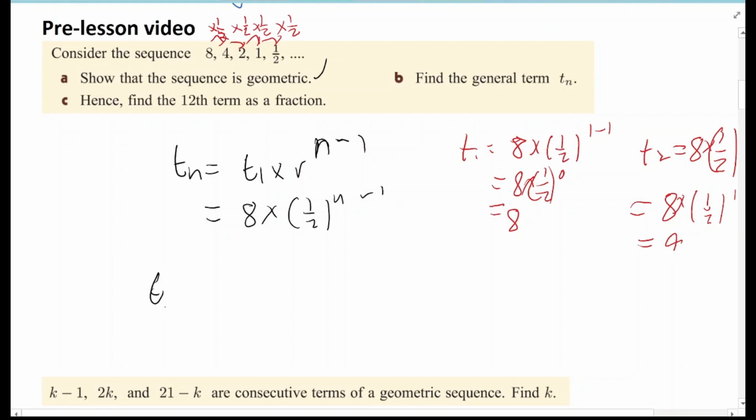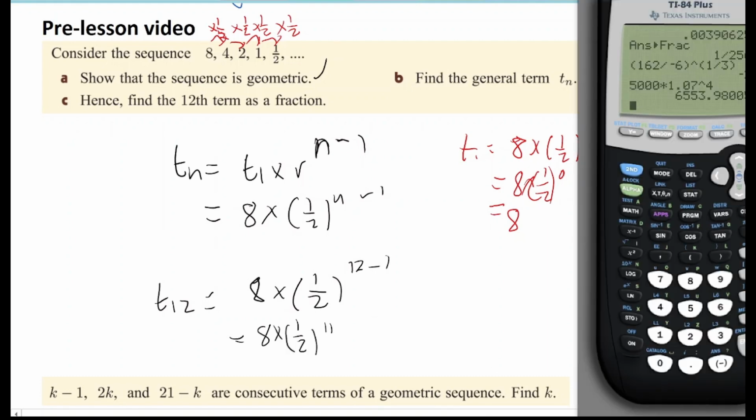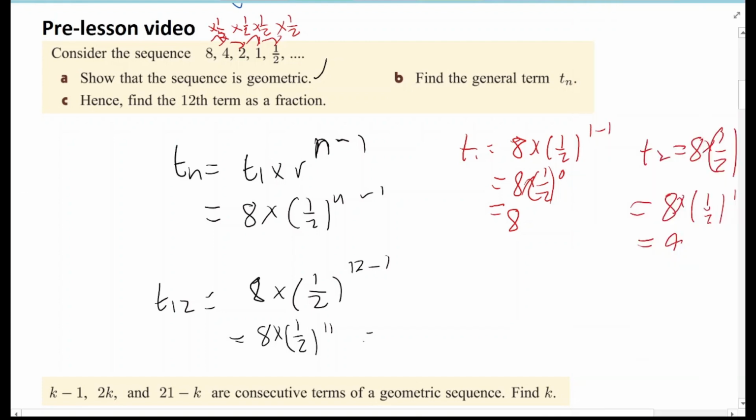So hence we can find something like T12 pretty easily. That's going to be 8 times a half to the power of 12 take 1, which is 8 times a half to the power of 11. And if you want to do that on a calculator, you can get 8 times a half to the power of 11 there. It gives you, as a fraction, 1 over 256. So that's how you do a question like that.